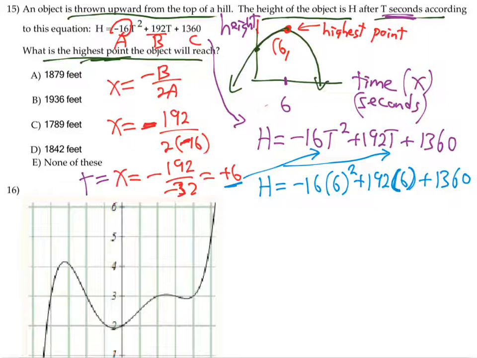And I'm getting 1936. The height is 1936. So this is the point. At 6 seconds, the ball will be 1936 feet high. That's the highest point the ball will reach. Good, okay. Let's go to the next one.